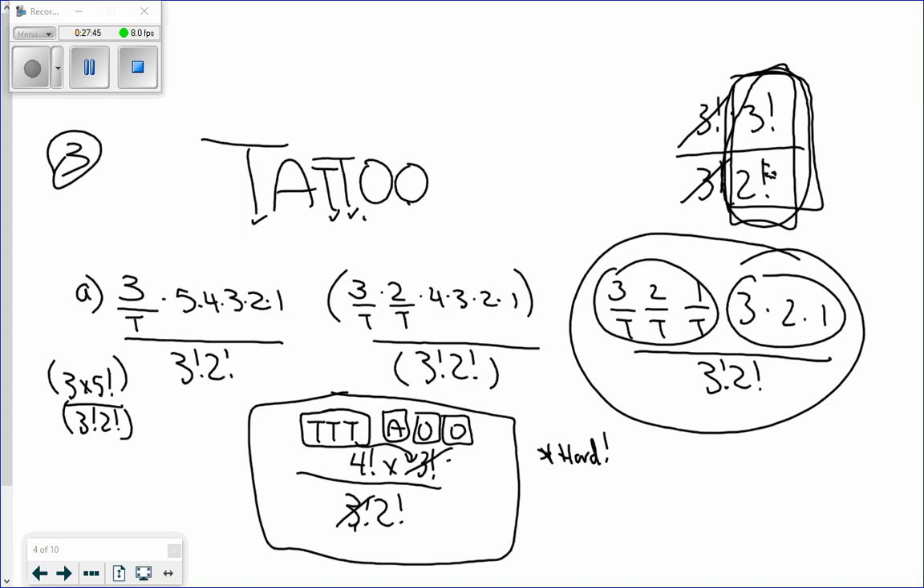4A. 10 students have been elected to serve on a student council. In how many ways can 4 of these students be chosen to represent the school as ambassadors at the provincial education conference? In how many ways can a president, vice president, secretary, and treasurer be chosen from the 10 students? And then part C, we're not going to do.